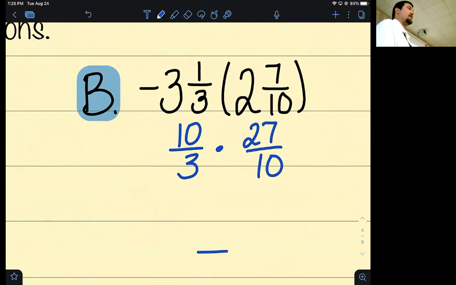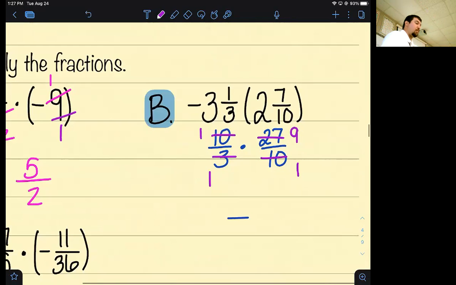Raise your hand if you see something that cancels. Everybody's hand should be up. What do you see, Connor? Oh yeah, 10 and 10. Boom. 10 goes into 10 once, 10 goes into 10 once. I'm reducing, but I'm just doing it diagonally. You can also do it straight up and down, but you're not going to get 27 and 10 to reduce, but 10 and 10 will. Anything else? Oliver? Yeah, 3 goes into 3 once, and 3 goes into 27 how many times? 9 times. So then I'm left with 1 times 9, which is 9, over 1 times 1, which is 1.